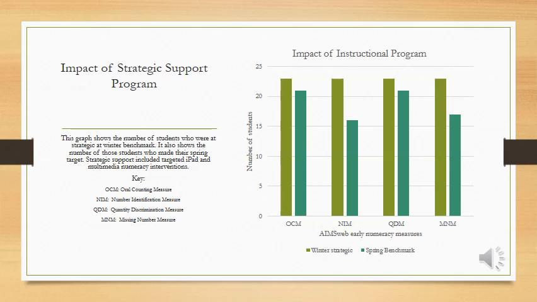For number identification, 16 out of 23 of those students ended up meeting their number identification goal. 21 out of 23 met their quantity discrimination goal, and 17 out of 23 met their missing number goal.